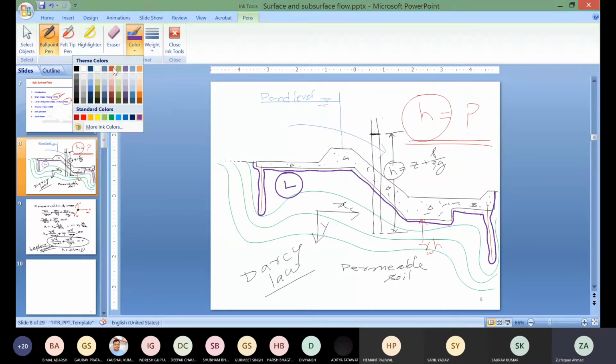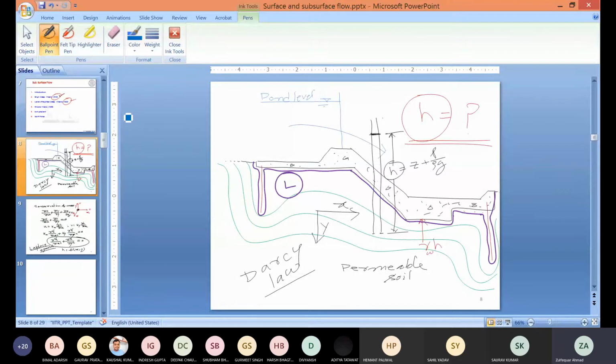In general, once we design the structure, we consider that there is no water in the downstream. This is your downstream. We presume that there is no water in the downstream because that will give us the worst condition. So your level is this, and the water level in the upstream is this one. So you can say this is H, the head that is available.